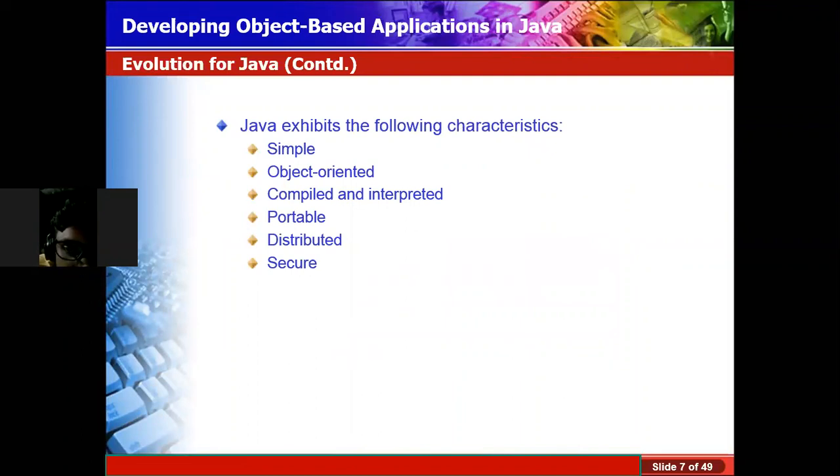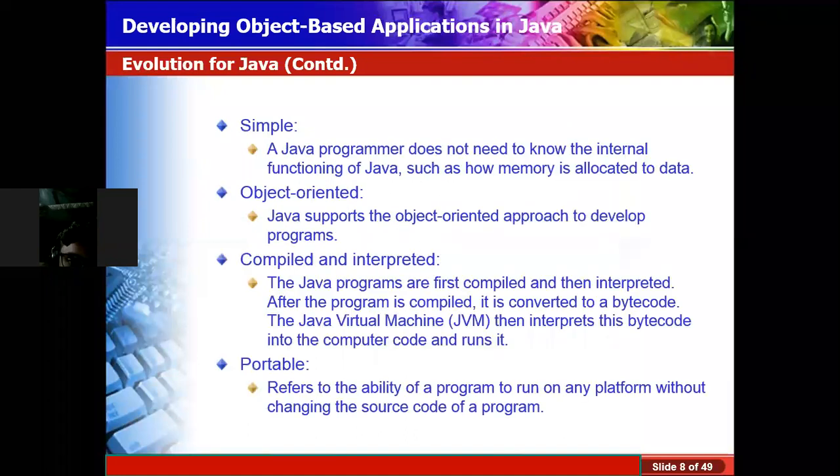Then Java exhibits the following characteristics. It is simple, object-oriented, compiled and interpreted, portable, distributed, and secure. So why is it simple? A Java programmer doesn't need to know the internal functioning of Java, such as how memory is allocated to data. Memory allocation and deallocation happen in Java automatically, meaning the constructor and destructor concept is used automatically. Object oriented: Java supports the object orientation approach.